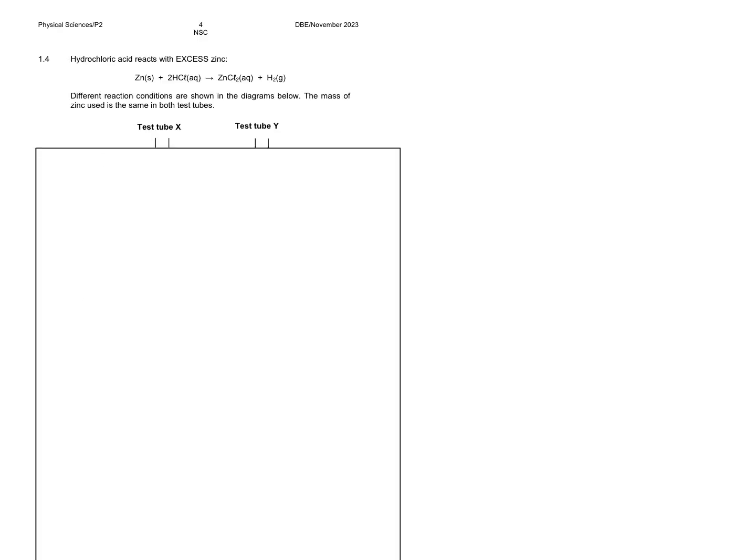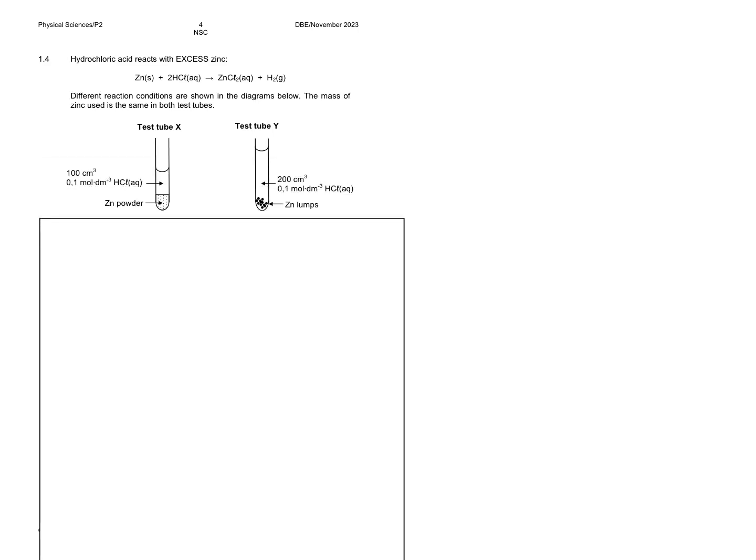Okay, then 1.4 is based on reaction rates, which is normally question 5 in the exam paper. Hydrochloric acid reacts with excess zinc, so you've got more than enough zinc. And they say different reaction conditions are shown in the diagrams below. The mass of the zinc used is the same in both test tubes. So the mass of the zinc is the same, but the surface area of the zinc is different. So this one is a powder and this one is lumps. This one also has a larger volume of the HCl. This one has a smaller volume of the HCl.